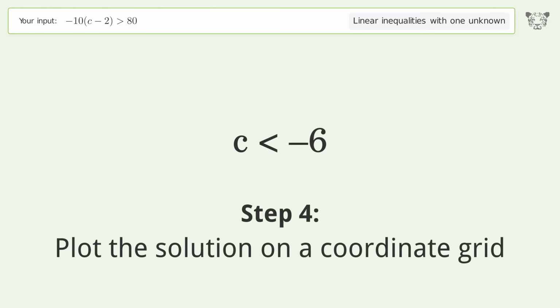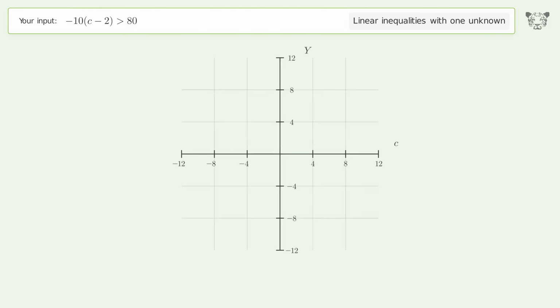Plot the solution on a coordinate grid. And so the final result is c smaller than -6.